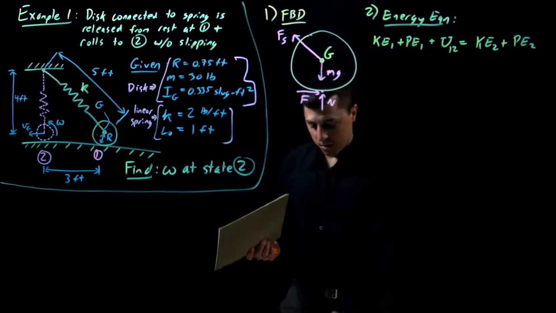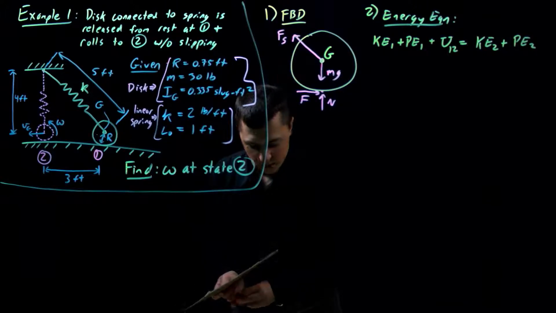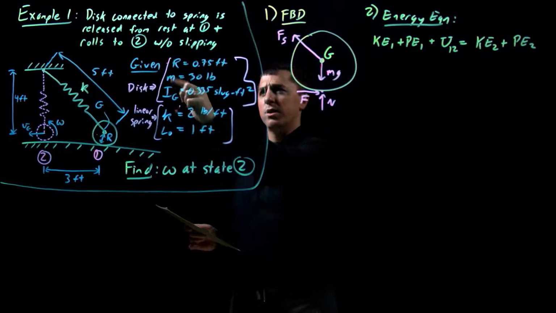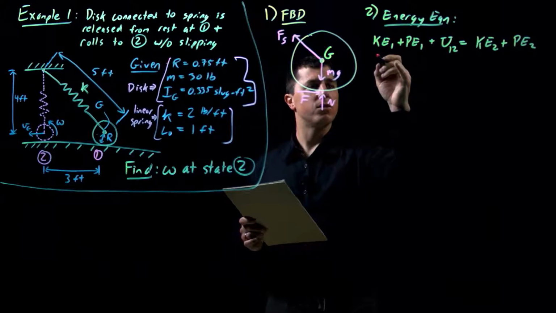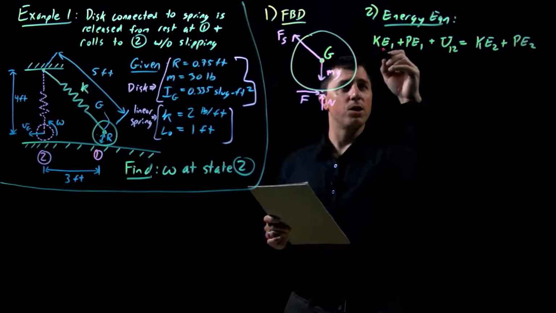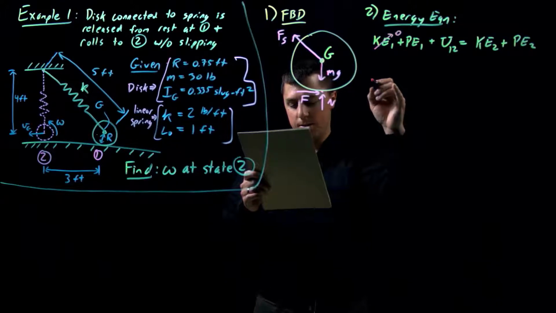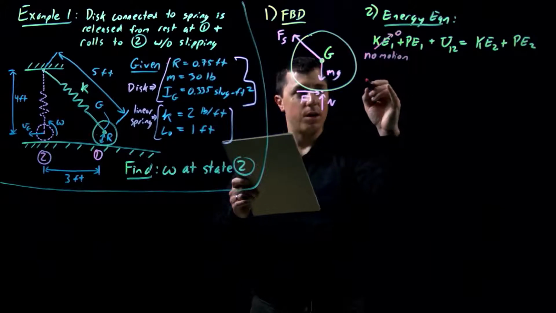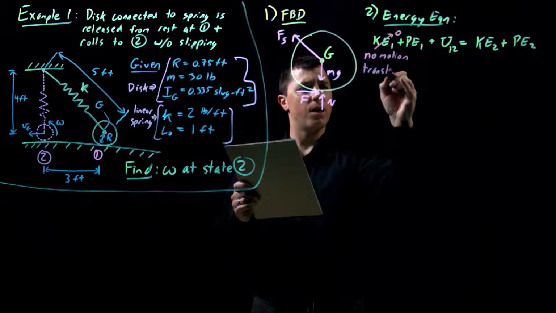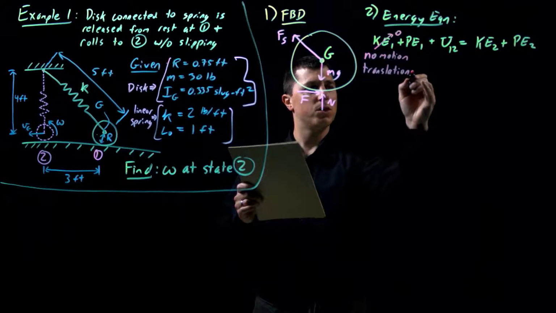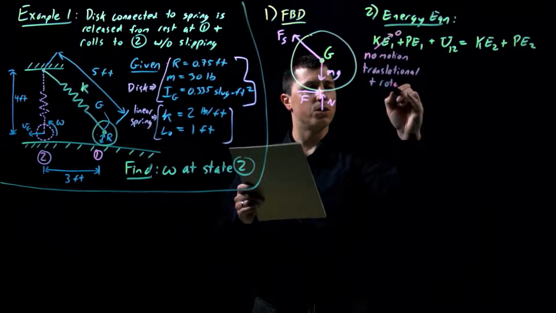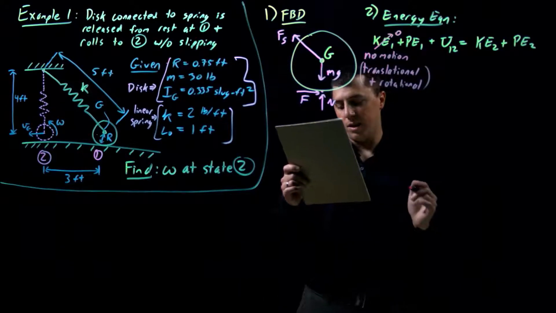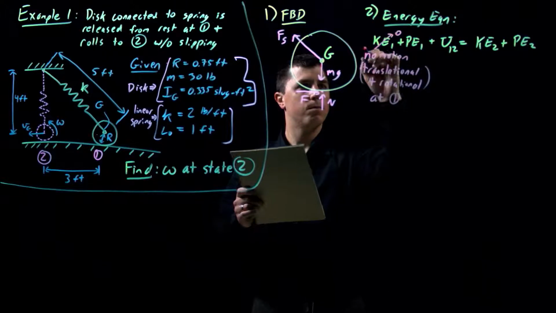Okay, so first step, what can we cancel out here? Well, there's no motion at the start, right? We're releasing it from rest. So both translational and rotational are 0 at the start. Okay, so no motion at state 1. Have we checked translational motion and rotational? There's just no motion. But no, we have 2 components in this kinetic energy at 1.